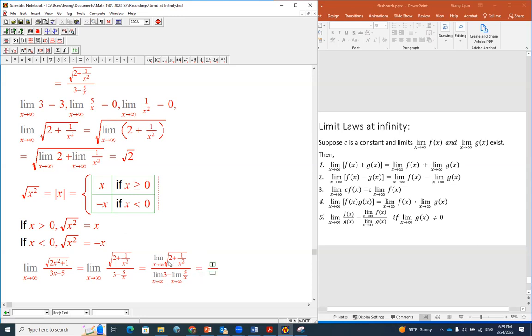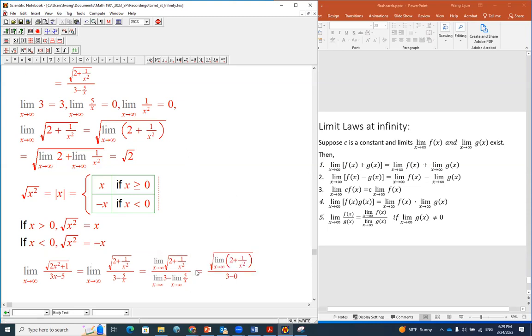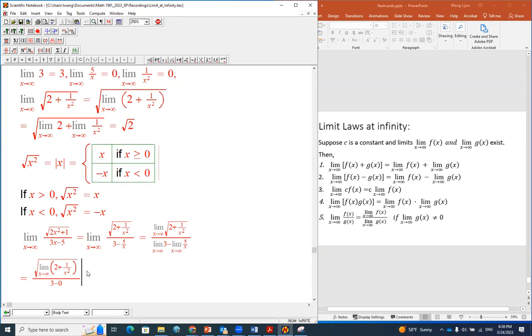So the bottom is 3, because this piece is 0. 3 minus 0, if you want to attach it, just to show the reader. The next step is that you can take the limit across inside, if you really want to follow all those theorems to the T. That equals 3 in the bottom, and the top you can write down this way. Soon enough, you'll get root 2 over 3.